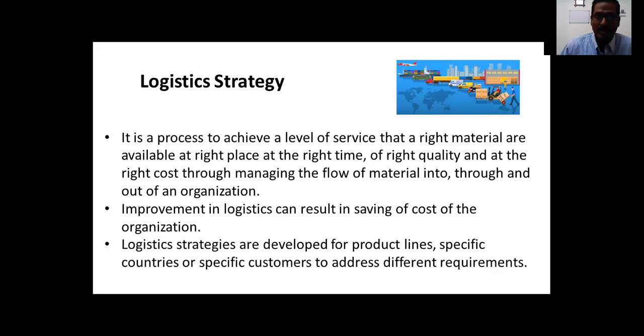It is a process to achieve a level of service where the right material is available at the right place, at the right time, of the right quality, and at the right cost, through managing the flow of material into, through, and out of an organization. So for everything to go smoothly, we need to have the right material at the right place at the right time, in the right quality and at the right cost. When we are acquiring raw material, many things need to be taken into consideration in terms of quality, quantity, right time of supply, and all those things.